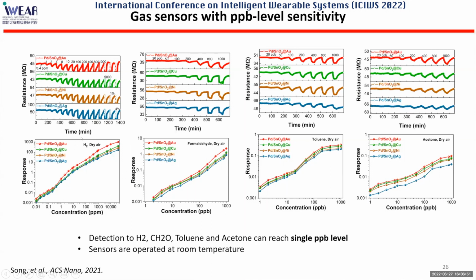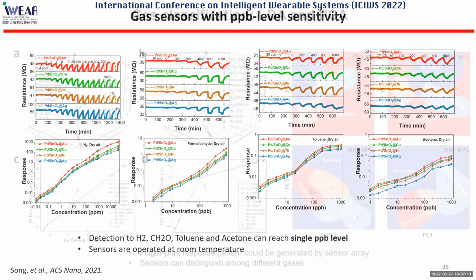And hydrogen: in Hong Kong, we cook with town gas, right? So 55% or close to 60% of the gas coming out from your stove is hydrogen. So hydrogen leakage detection is very important. We can detect hydrogen down to 10 ppb level, so this is a very high resolution.